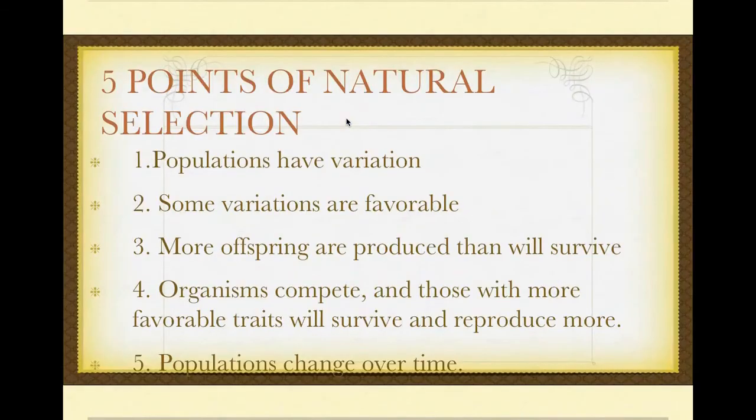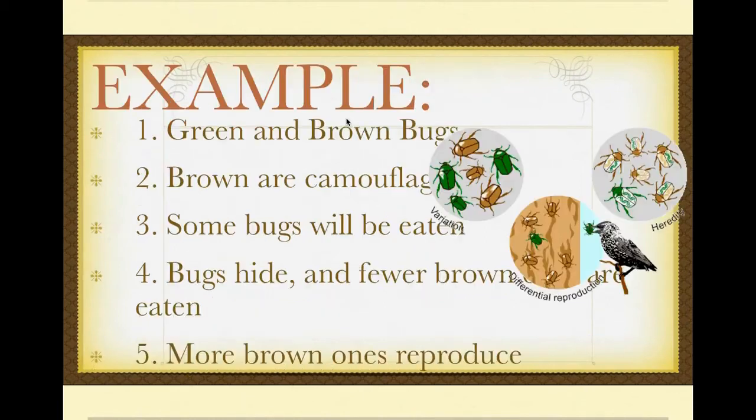So here's the 5 points of natural selection. Populations have variation. Some variations are more favorable. More offspring are produced than will survive, and then organisms compete, and those that have favorable traits will survive and reproduce more. The final thing is the evolution piece. Populations will change over time. Let's take a look at this.